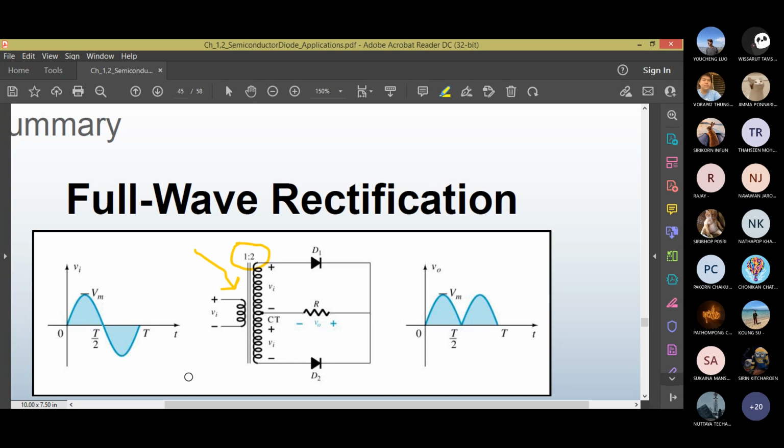What is a step-up transformer? It takes an input voltage, and on the secondary side, the voltage is increased. If you have a step-down transformer, the primary side is higher, the secondary side is lower. This one is a step-up transformer. If you have 1 volt here, on the secondary side you're going to get 2 volts. But what's a center tapping?